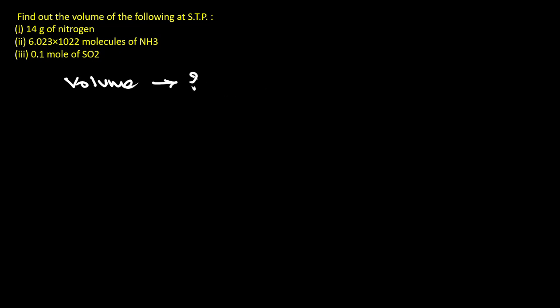If you observe here, they have given the weight, 14 gram of nitrogen, and here the number of molecules, and here 0.1 mole of SO2. I mean, in terms of mole they have given. So observe the relations between weight and volume, number of molecules and volume, and moles and volume. First of all, I will talk about the first question. Before starting, I will give the relations here.